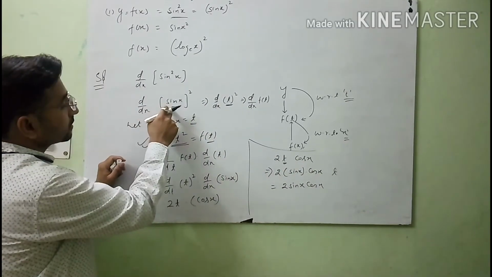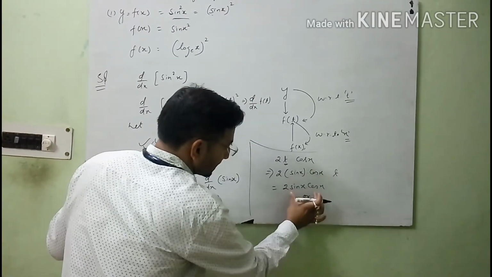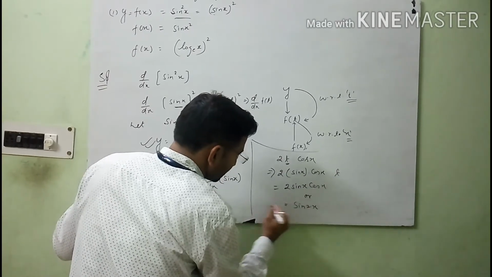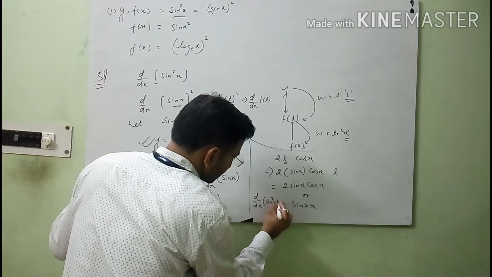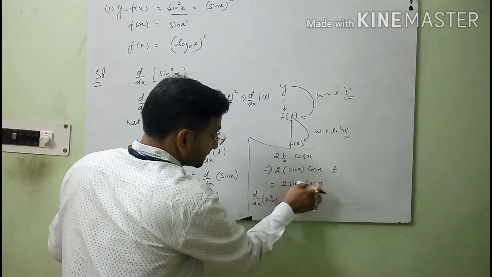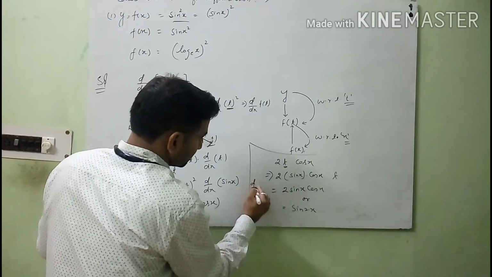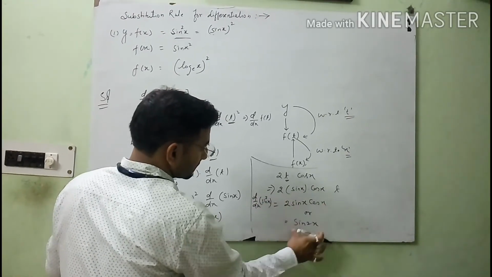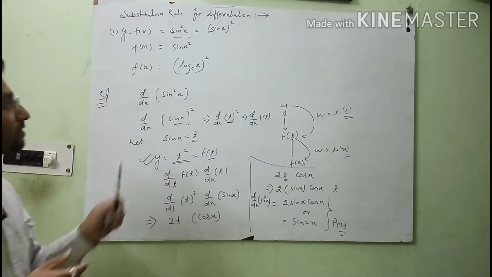This is the differentiation of sin square x, and you know that by the trigonometric formula, this is the formula of sin 2x. So your answer for d/dx of sin square x is sin 2x, or 2 sin x cos x. Point is clear, student? This is your differentiation, d/dx of sin square x. It is 2 sin x cos x or sin 2x. So this type of question you will solve like that.